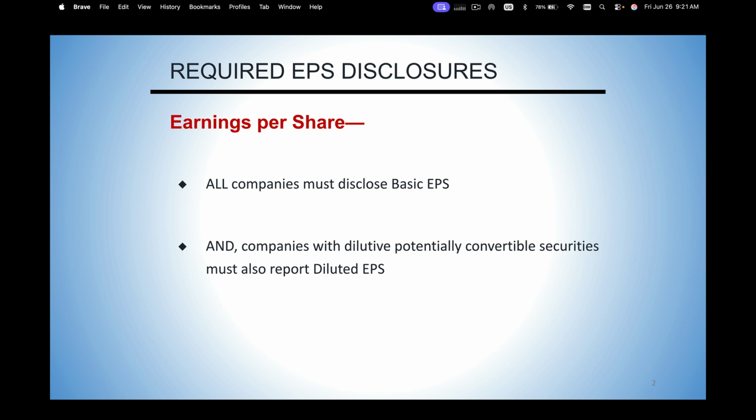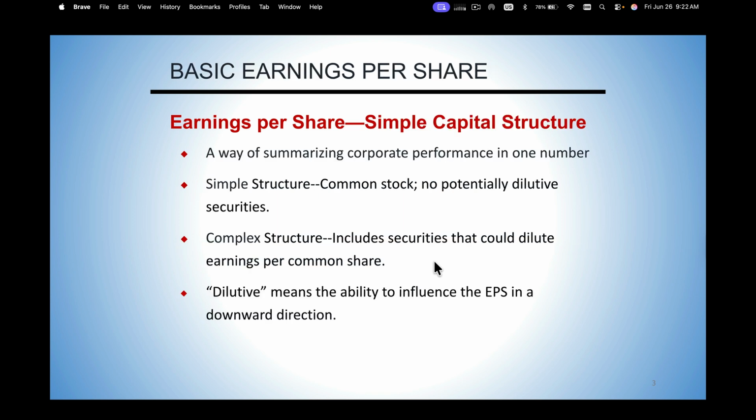All companies must disclose basic earnings per share, and companies with dilutive, potentially convertible securities must also report diluted earnings per share. We call the first one a simple capital structure, and a complex capital structure is the second one. It is complex because it has dilutive, potentially convertible securities, and therefore we must report diluted earnings per share. Let's first talk about a simple capital structure.